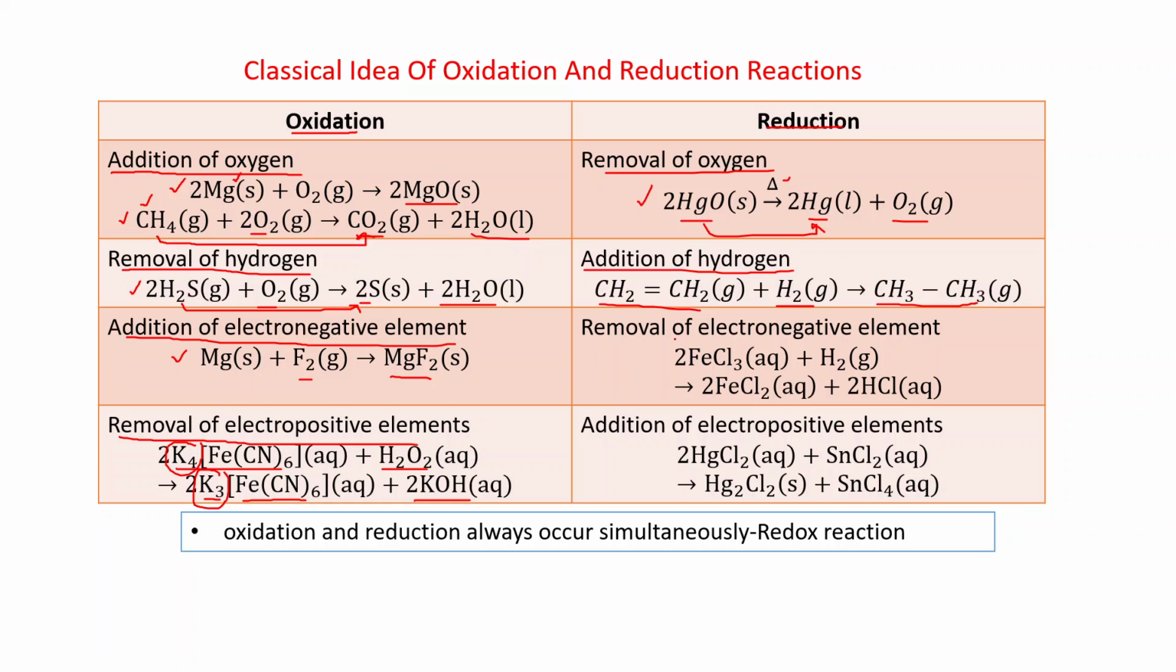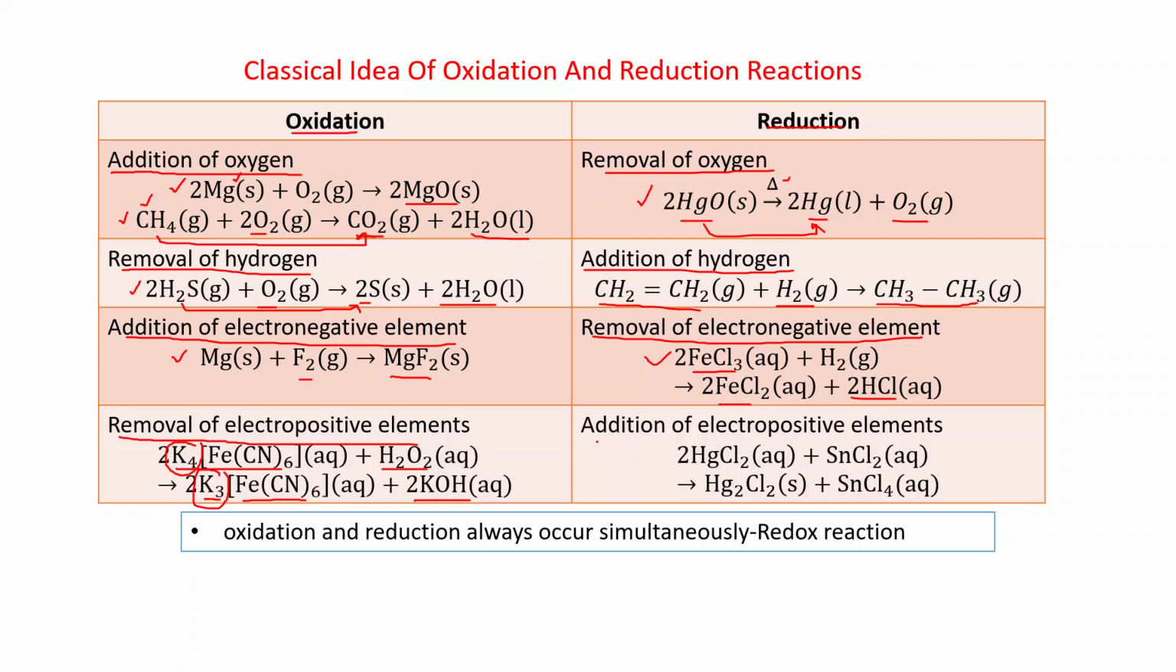We can also extend this definition of reduction to removal of an electronegative element. Like see FeCl3 plus H2 converting into FeCl2 plus 2HCl. Now this FeCl3 is converting into FeCl2. Chlorine is removed, and chlorine is an electronegative element.